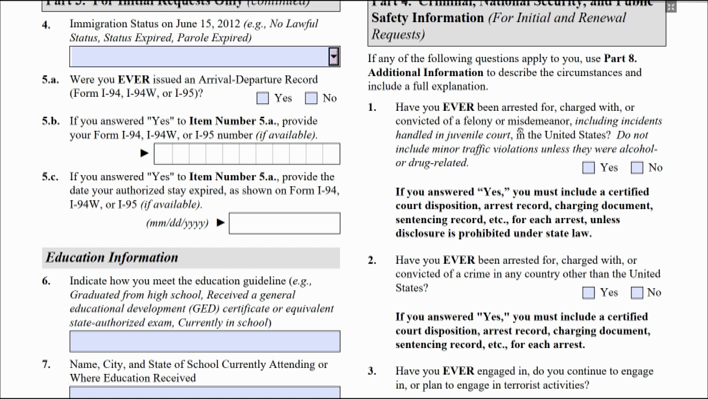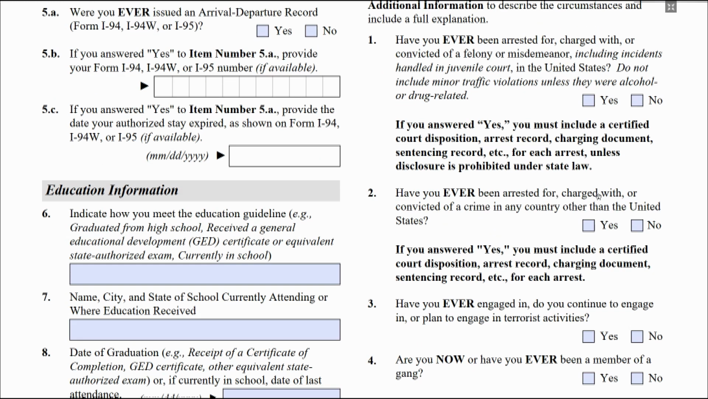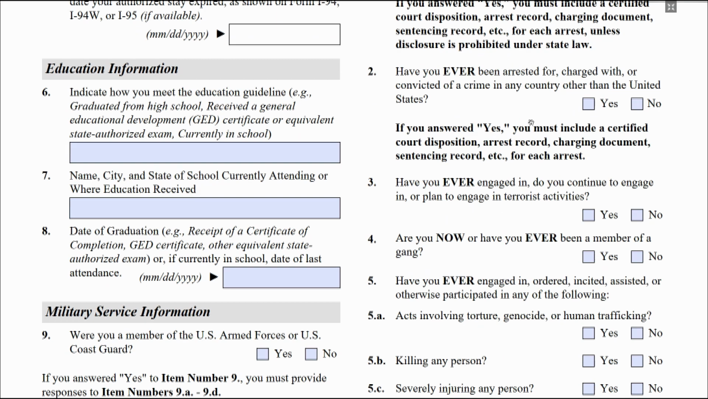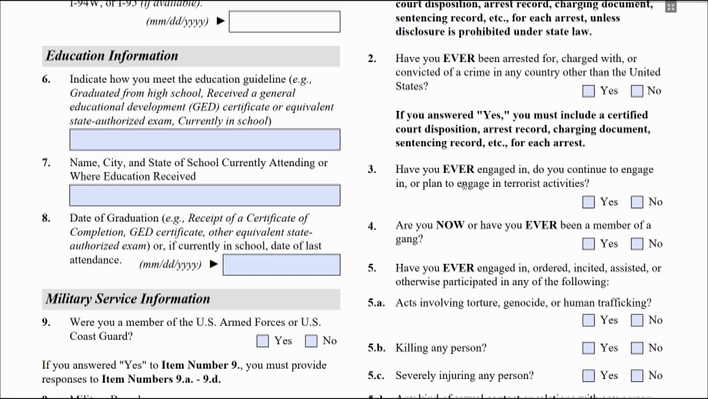The reason is that for some crimes, let's say for individuals that are applying to become a legal permanent resident, some crimes are different for DACA. So although if you're trying to become a legal permanent resident and a certain crime would not affect you, it may affect you for renewing your deferred action. So if it's a yes to this, speak with an immigration attorney.